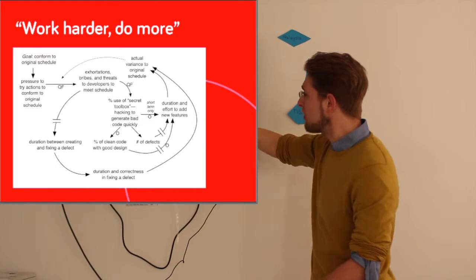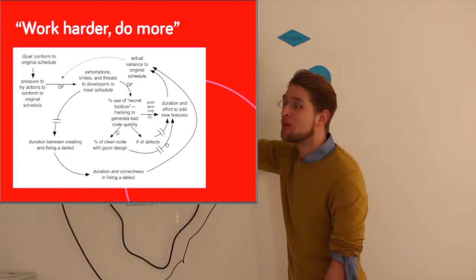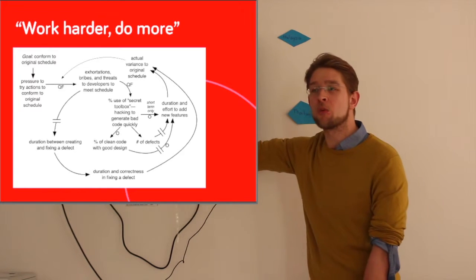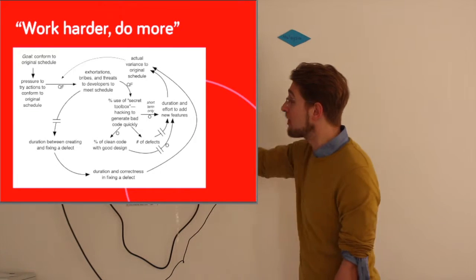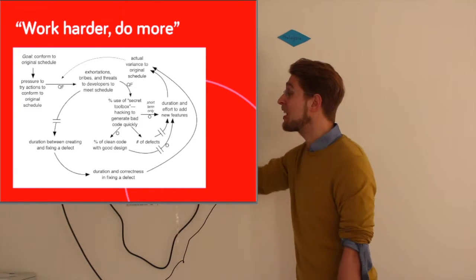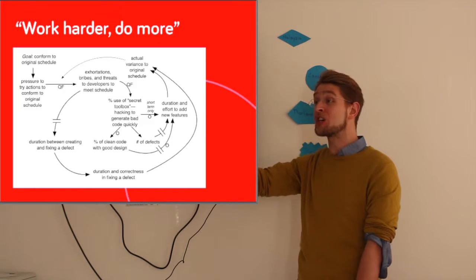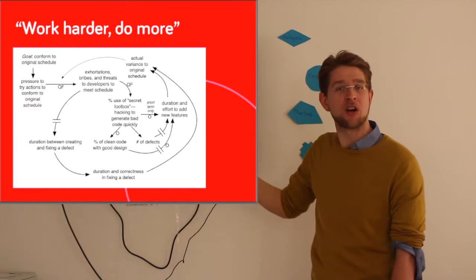So this is why you might think, oh, well, in order to meet the schedule, we should work harder, we should do more, we should get more code out, we should ship more features more quickly. But that will have a short-term effect, so understanding the other dynamics of the system, understanding the long-term effects of an approach that says work harder and do more, matters.